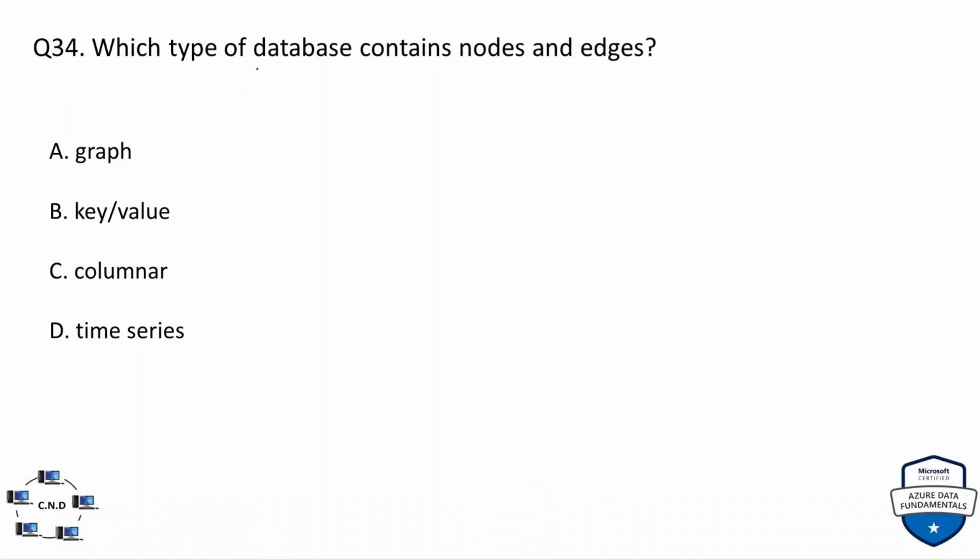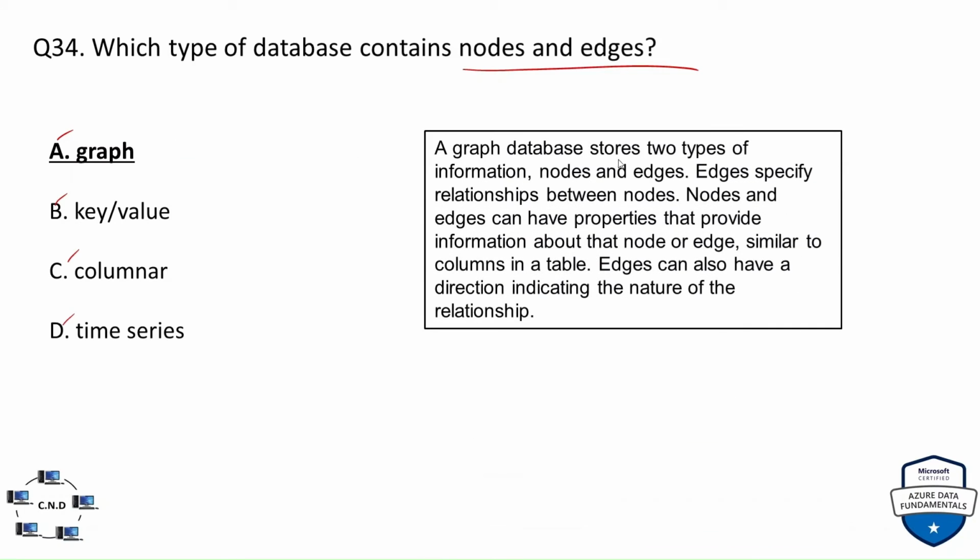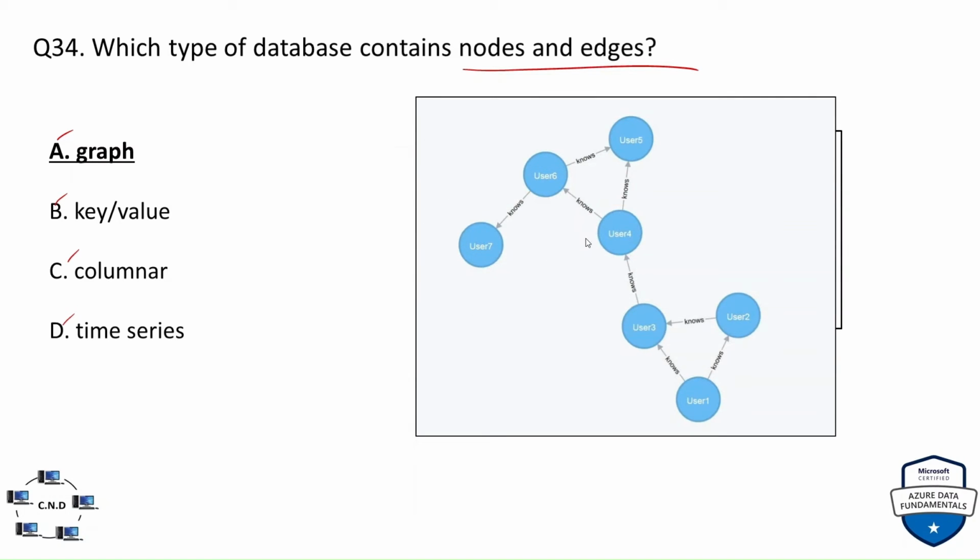Question number 34 is that which type of database contains nodes and edges? The options are A, graph, B, key value, C, columnar, and D, time series. And the correct option is the graph. So again, the graph databases contain two types of information, nodes and edges. And this is a graphical representation of a graph database. Here we can see that these are basically the nodes and the edges basically show the direction.